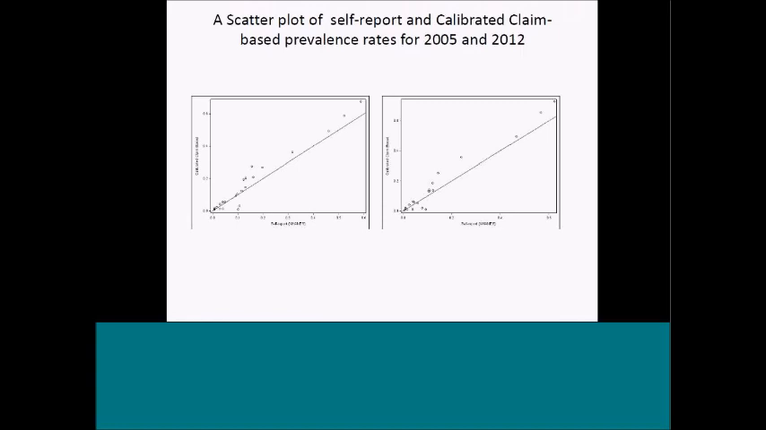So here is the same graph now for the calibrated claims versus the self-report. You can see that most of them are now calibrated right close to the 45-degree line, and that was our intent, to bring the claims closer to the self-report. So we kind of achieved the goals that we wanted to pursue.